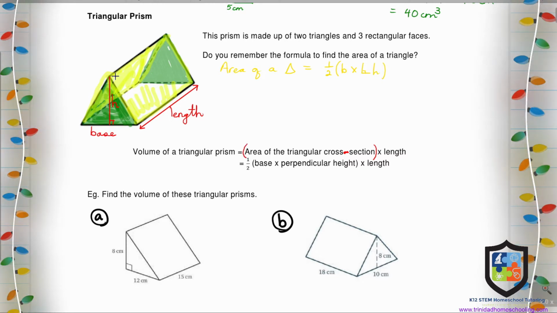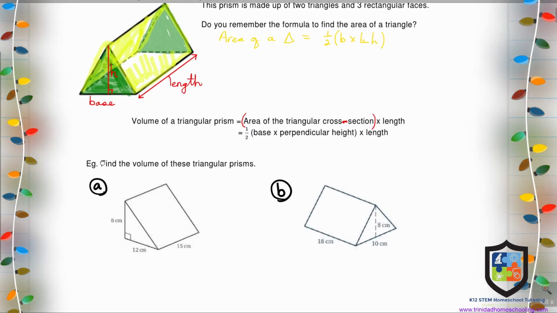Remember, we talked about the cross section of prisms, right? So the area of this triangle here multiplied by the length. Okay, and that is how we find the volume of a triangular prism. Now, it doesn't necessarily have to look like this. Alright, example B here at the bottom is an example of this one. And we have example A as well, which is also a triangular prism. So let's find the volumes of these triangular prisms here.